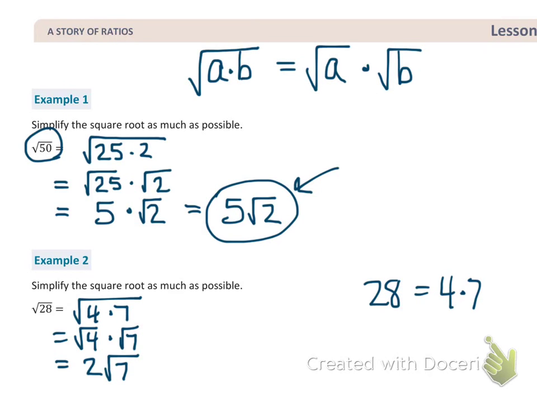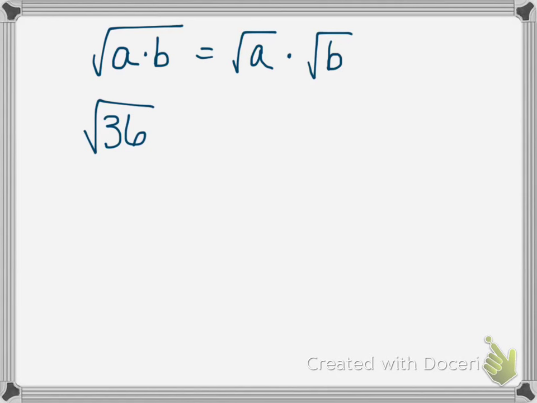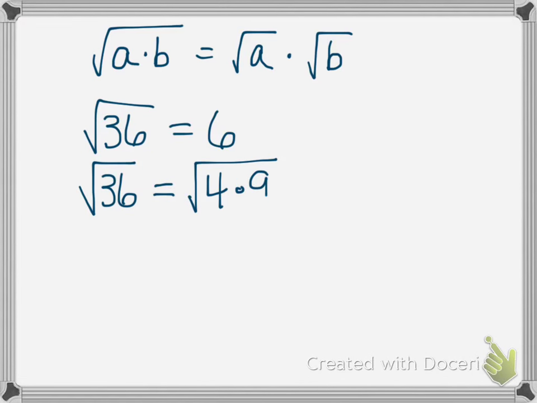Okay, I want to just convince you again that this identity works. So we'll call it that. The square root of A times B is equal to the square root of A times the square root of B. Okay, so consider the square root of 36. Now that's a perfect square, and I know that it equals 6, right? The square root of 36 is 6. But what if I rewrote it? The square root of 36 could also be written as the square root of 4 times 9.